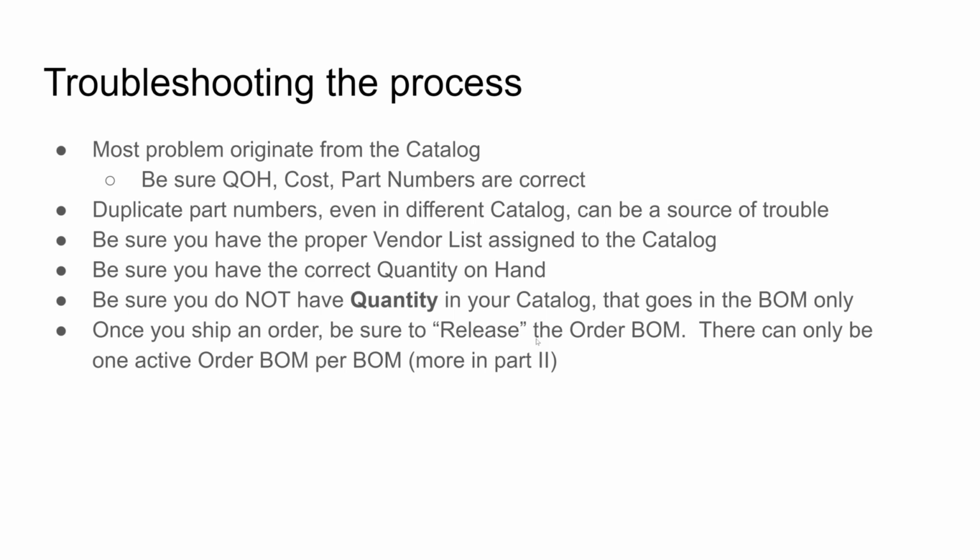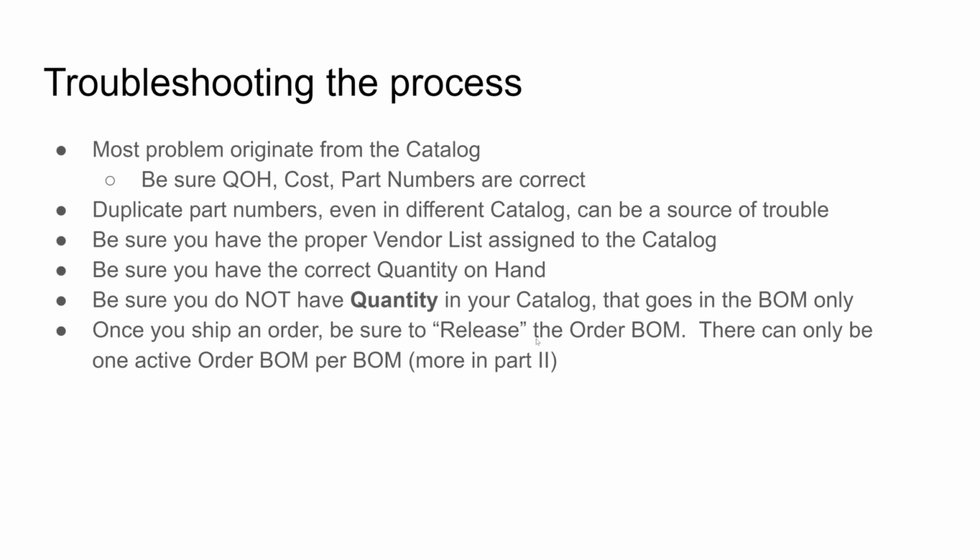All right, so what are the couple of things that come up during troubleshooting? Most of the problems that I see with customers are they either don't have quantity on hand or cost or part numbers correct. All of these issues generally generate from the catalog. Duplicate part numbers can definitely be a problem, even if they're in different catalogs. Keep in mind that OpenBOM brings multiple catalogs together into a bill of material. If you have 2 catalogs assigned to the same BOM and you have a part number that's duplicated in both of those, you might have trouble.